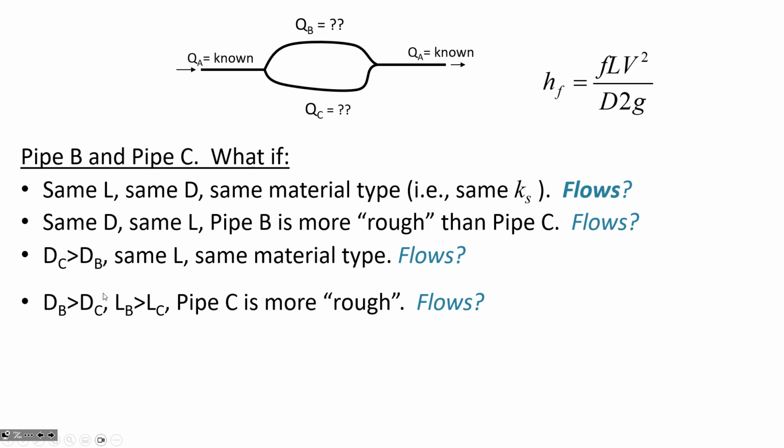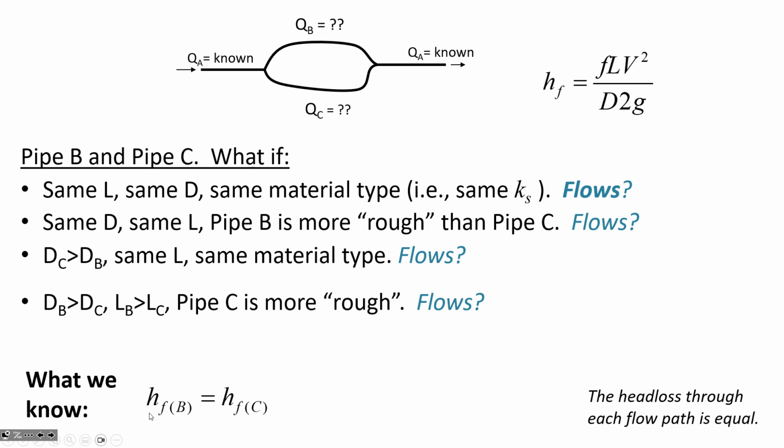So how do we do that? Remember, the key thought here is that the energy loss through either pipe is the same. So we can set the Darcy-Weisbach equation equal to itself. We know that the head loss through pipe B is equal to the head loss through pipe C. So we could write that as the f value through pipe B times the length of pipe B times the velocity through pipe B squared divided by 2gD for pipe B is equal to all of those things for pipe C.